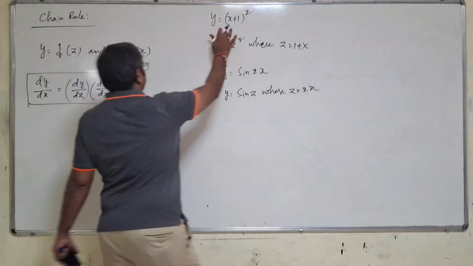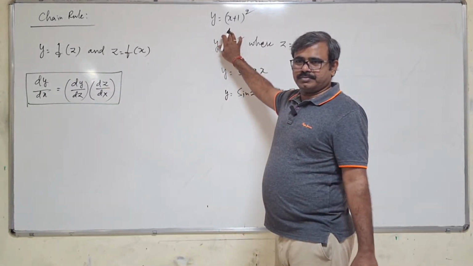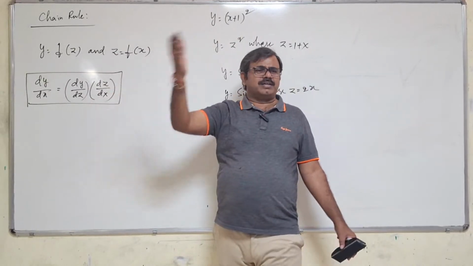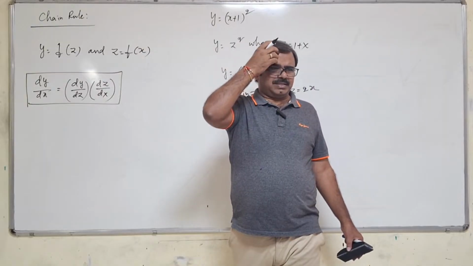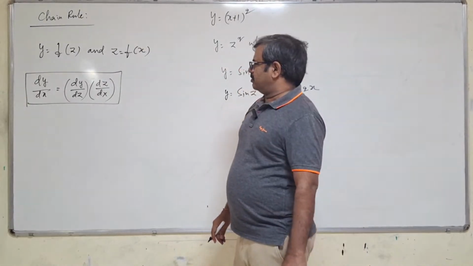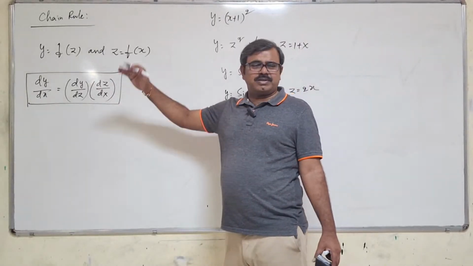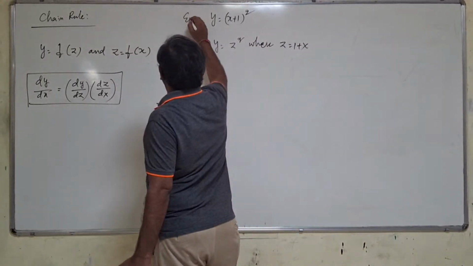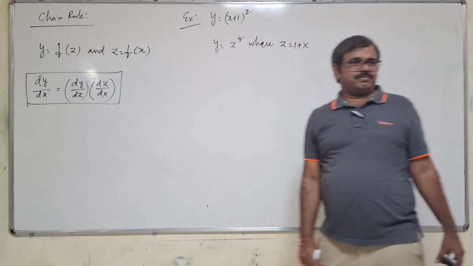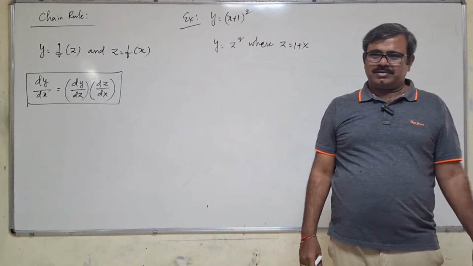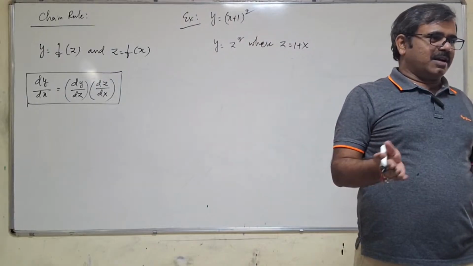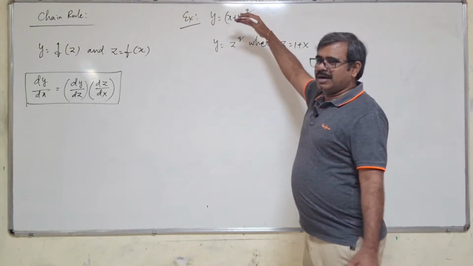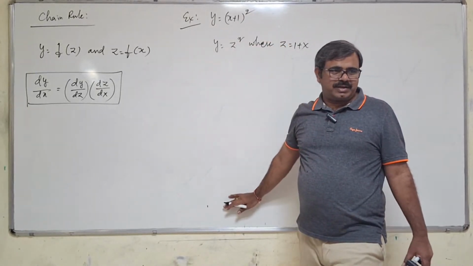Let's take this example and do it. y depends on z, z in turn depends on x. Let's take y is equal to (x plus 1) whole square. You can expand it and differentiate it. (a plus b) whole square is equal to a square plus 2ab plus b square. You can write it in that format, apply the addition rule and differentiate it. It's all right, no problem.